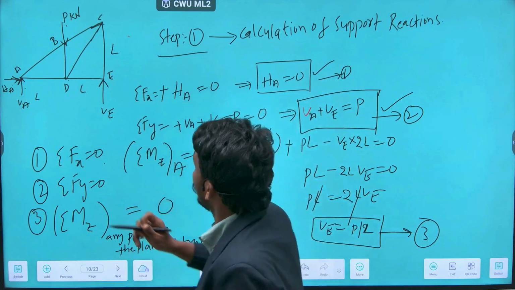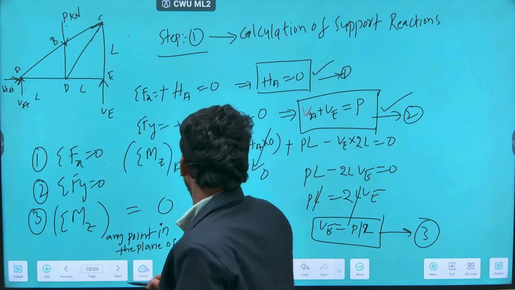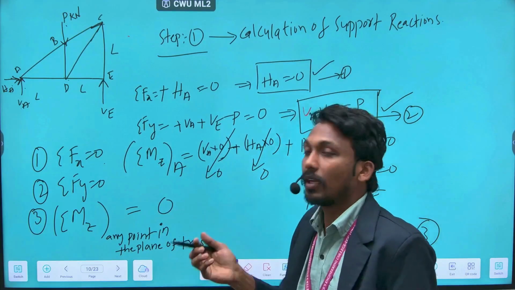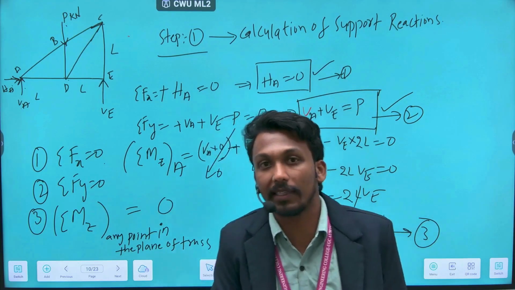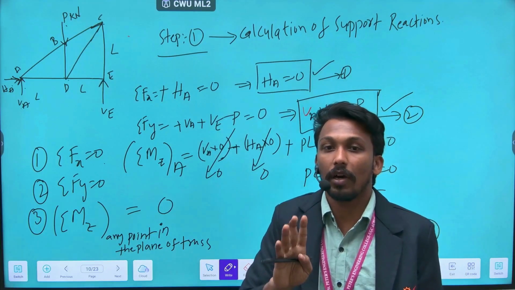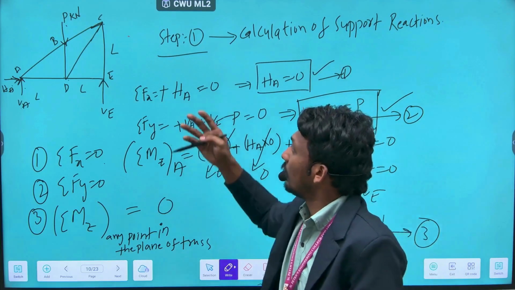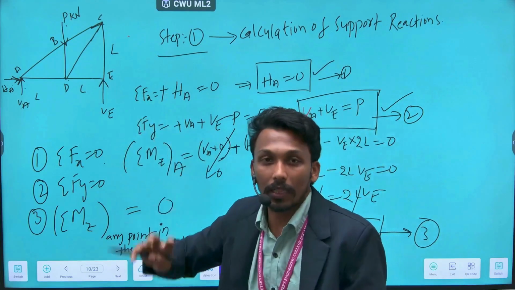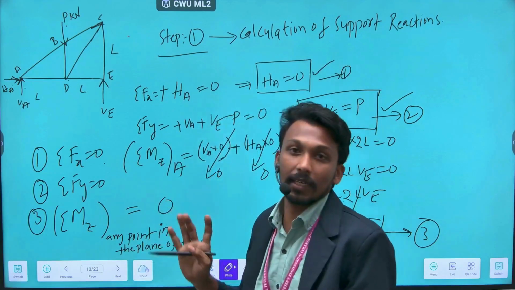So what I'll do is, I'll select the joint first. So the first step is calculation of support reactions. The second step is, we have to look for joints where only two unknown forces are present. Likewise, we'll apply equilibrium equations at each and every joint and calculate all the member forces. So that is the procedure.